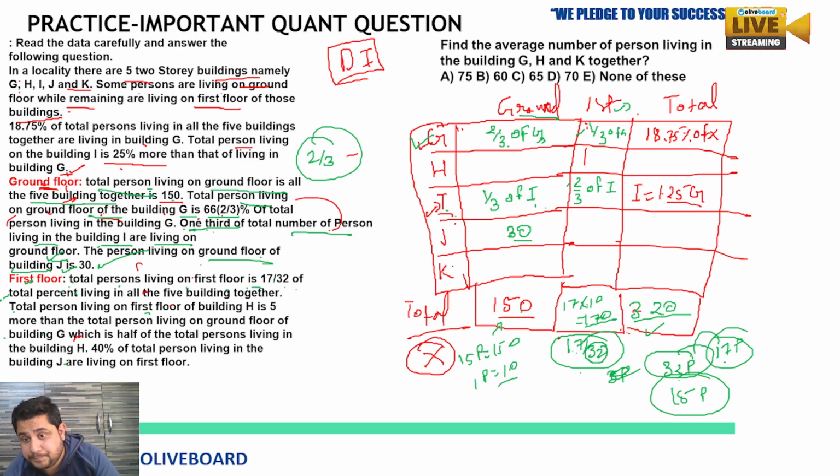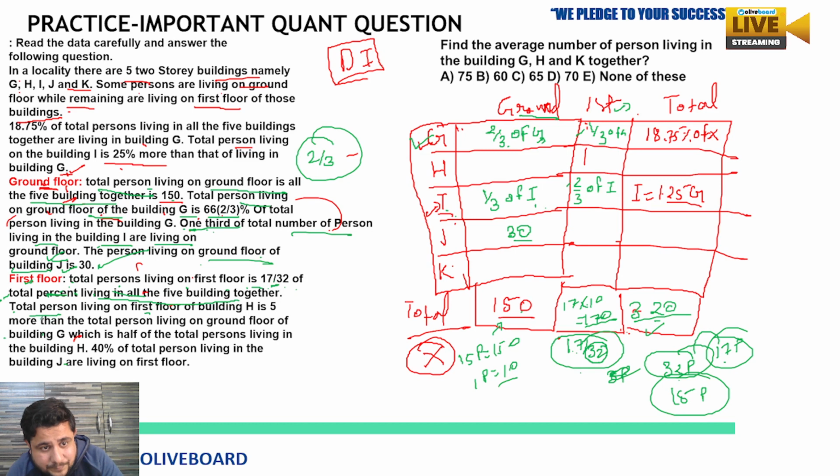Now see, 32 parts, 320, that we know. So by the help of this, can we calculate any data before moving ahead? I am just capturing each and every data. The next detail is what? We have captured that for the 5 buildings together, 17 by 32 of the total persons live on the first floor. Total persons living in all the 5 buildings together.